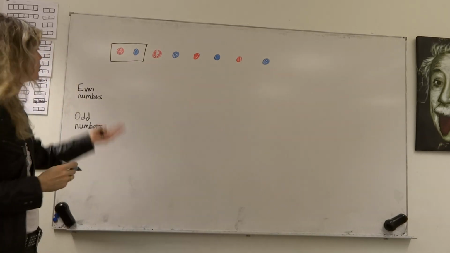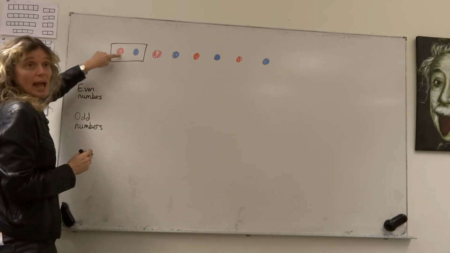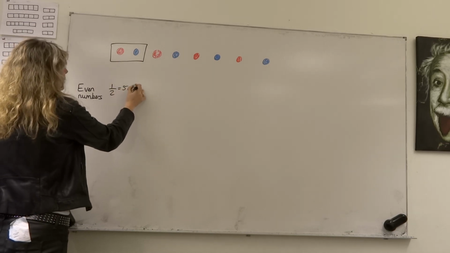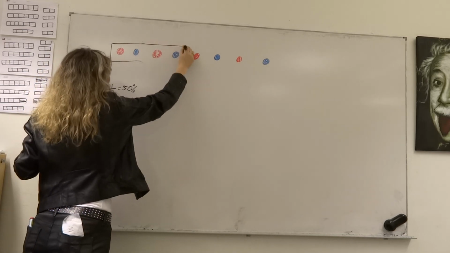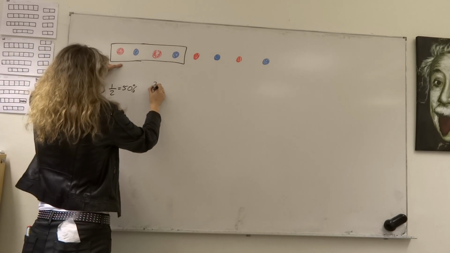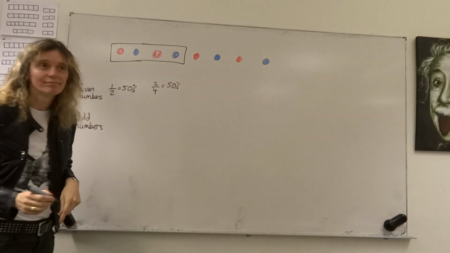We're first going to look at the percentage of marbles when we've only got 2 marbles. What's the percentage of red marbles when we've got 2 marbles? 1 out of 2, which is the same as 50%. Okay? Now we haven't got 2 marbles, we've got 4 marbles. What's the percentage of red marbles now? 2 out of 4, which is the same as 50%.